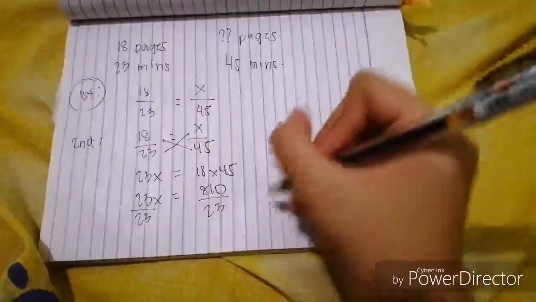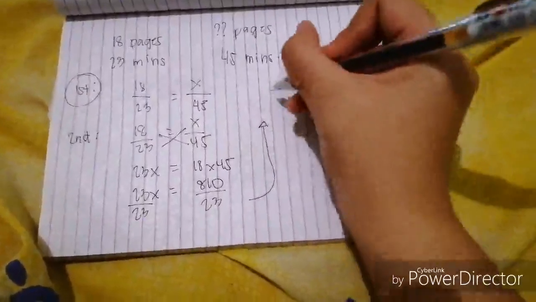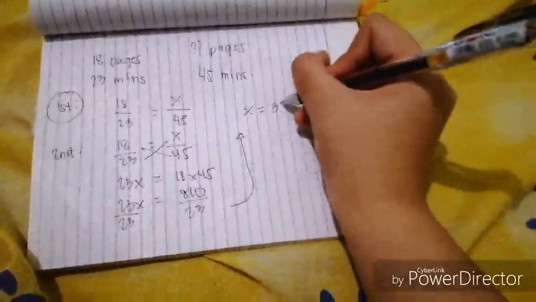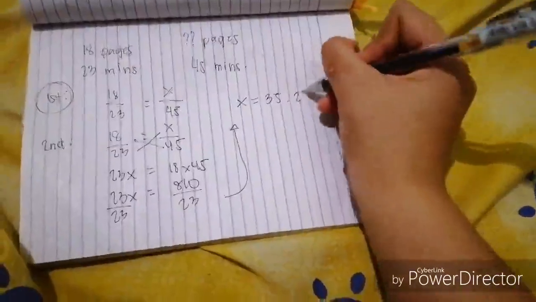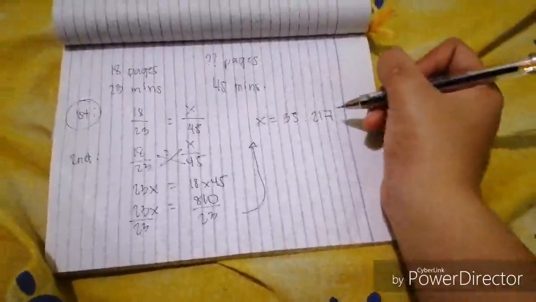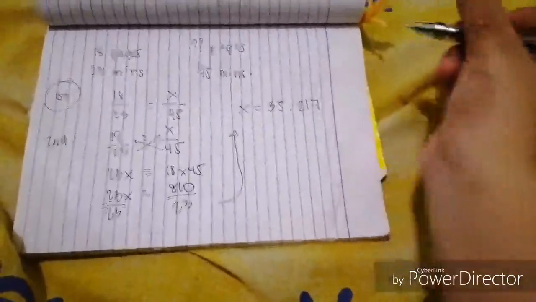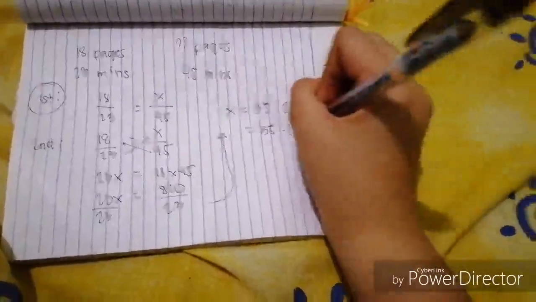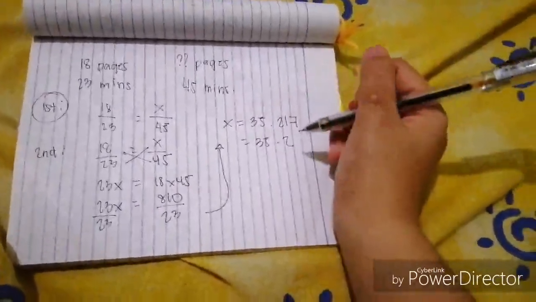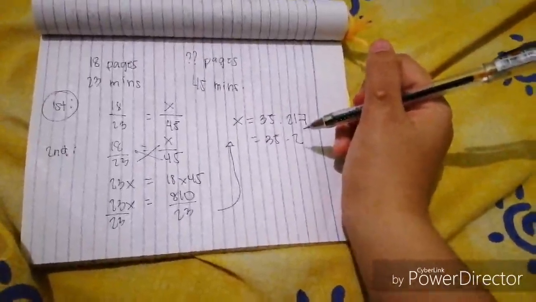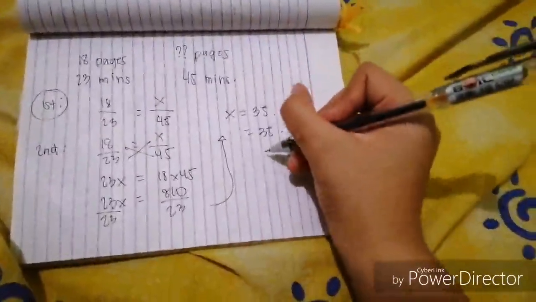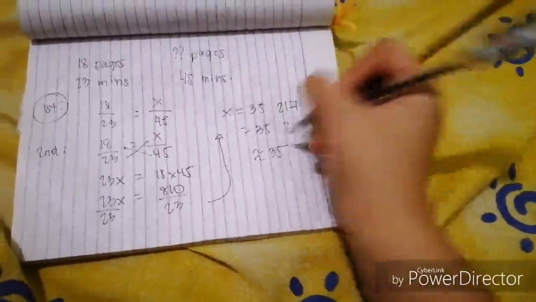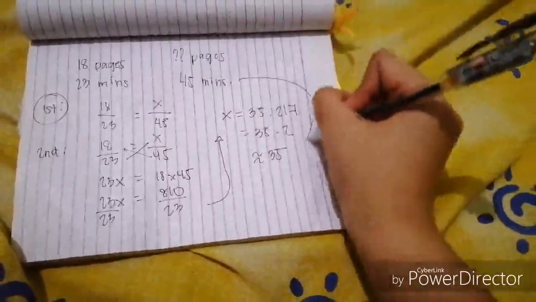So that will leave us x is equal to 35.217. Now let's round it off. So the answer is 35.2. So at this rate, Amanda can read approximately 35 pages in 45 minutes.